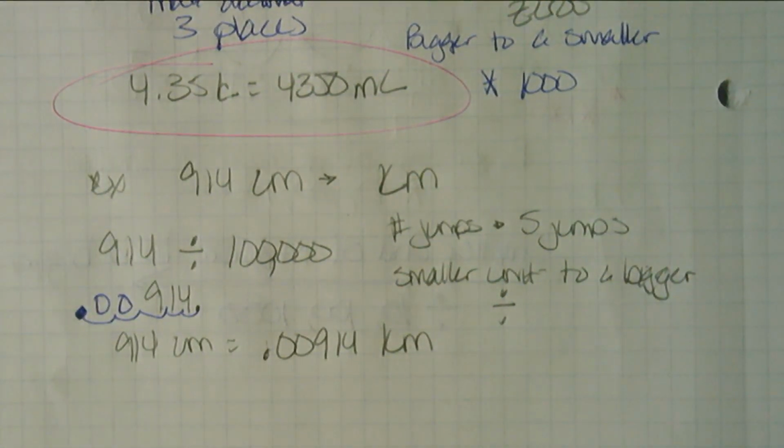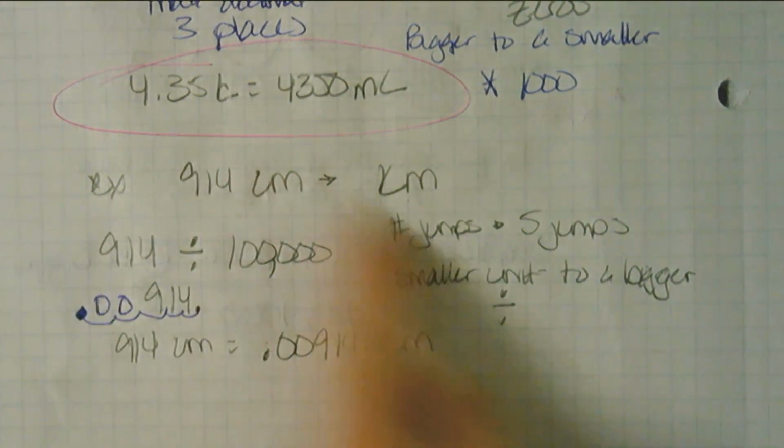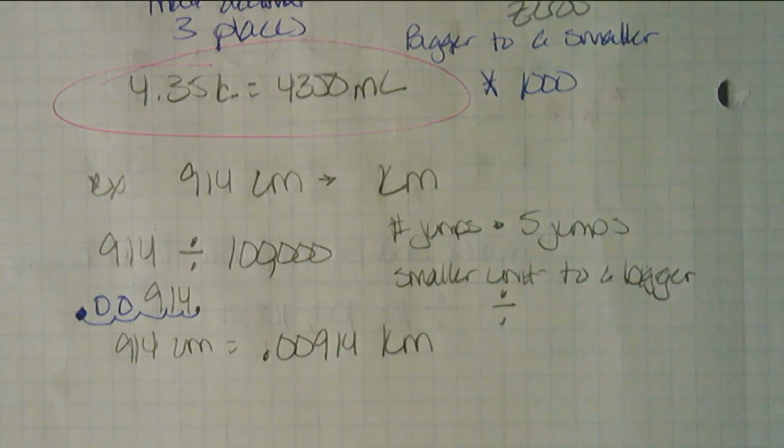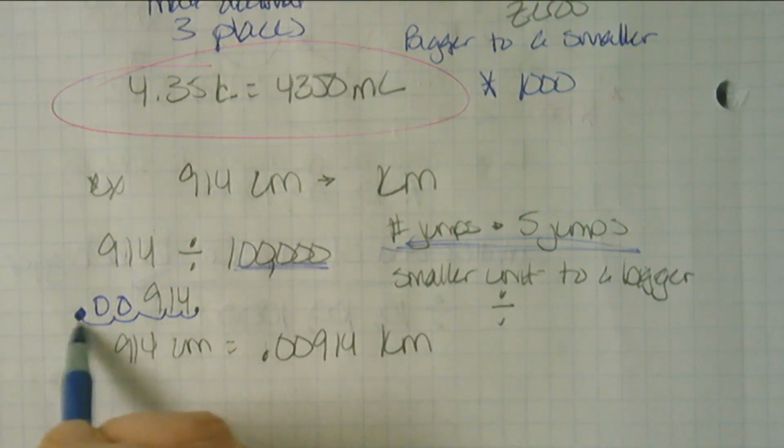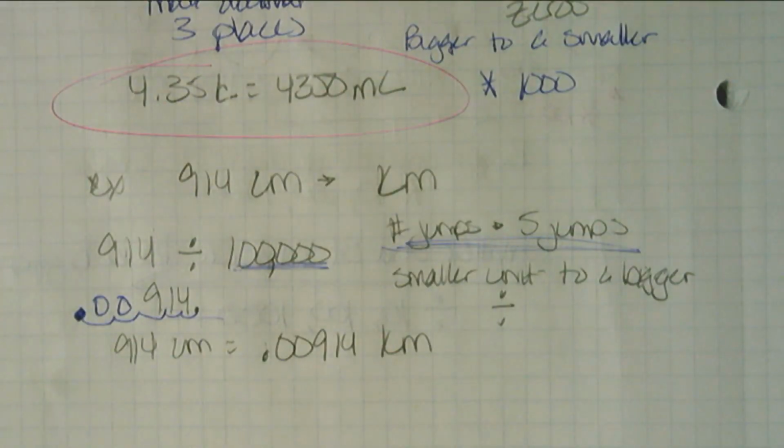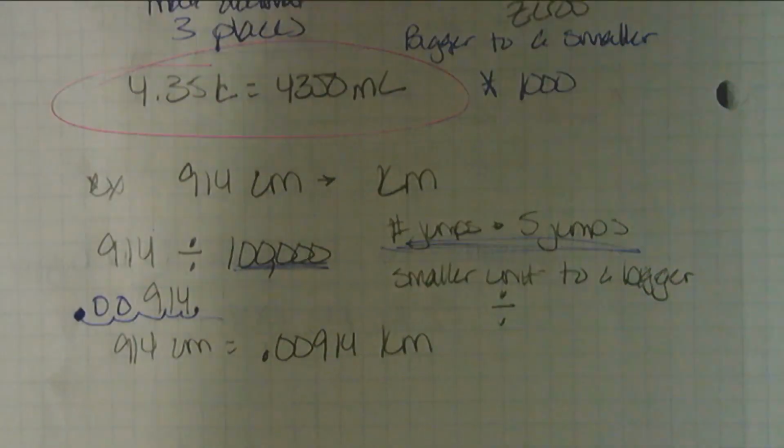Are you guys cool with this? This is all the work that I should see. All right, use that diagram to figure out your number of jumps. Always talk about your number of jumps, because that translates to your number of zeros, and it translates to how many place values you're moving your decimal. Are you guys cool with this? You do not need to show me any long multiplication. So don't show me 914 times 100,000. Okay, just move the decimal. All right, you guys are good to go.